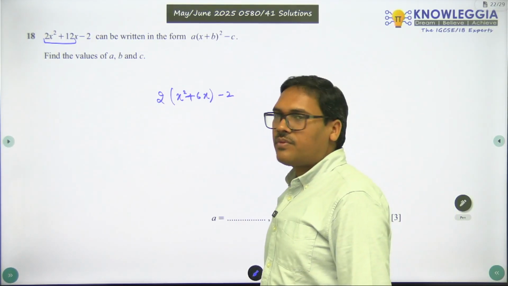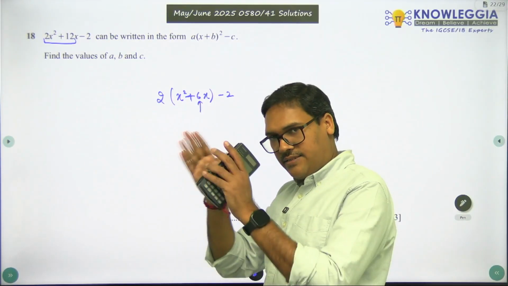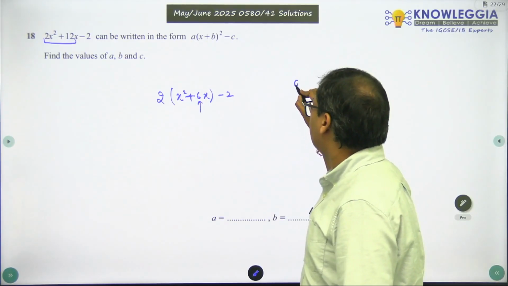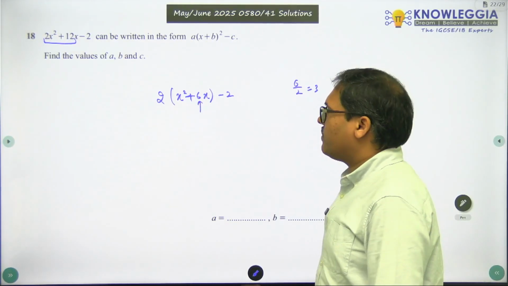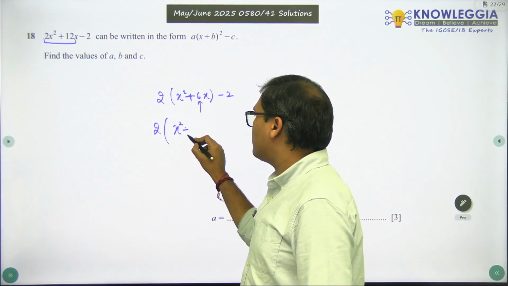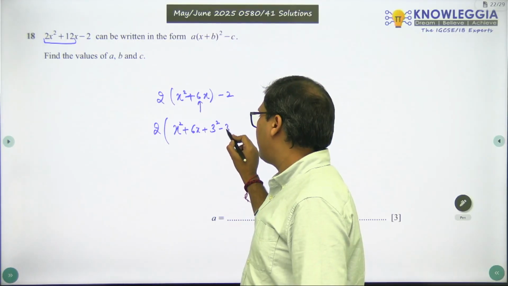This is the expression. Now just take this 6, that is the coefficient of x. What is half of this? 6 divided by 2, which is 3. So I write 2 times x square plus 6x, plus I will add 3 square and subtract 3 square.